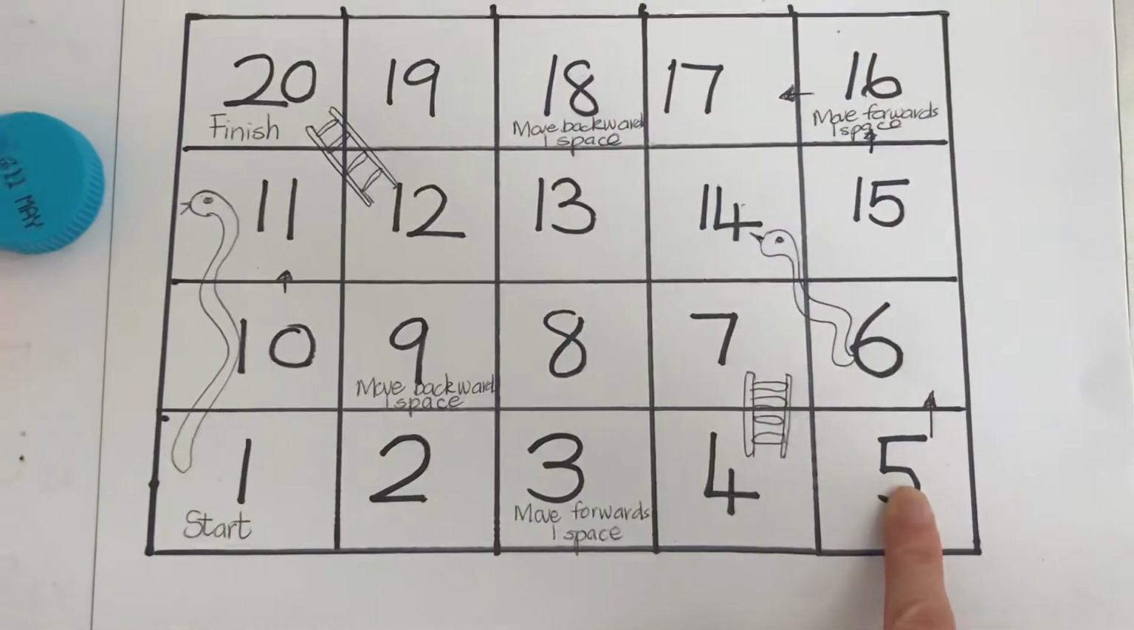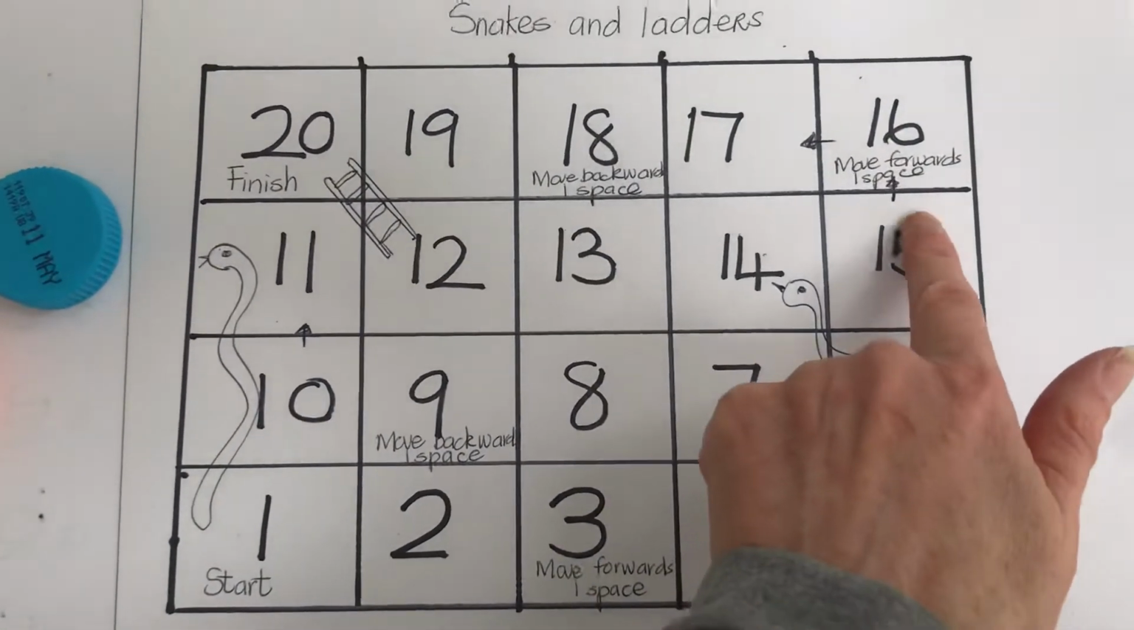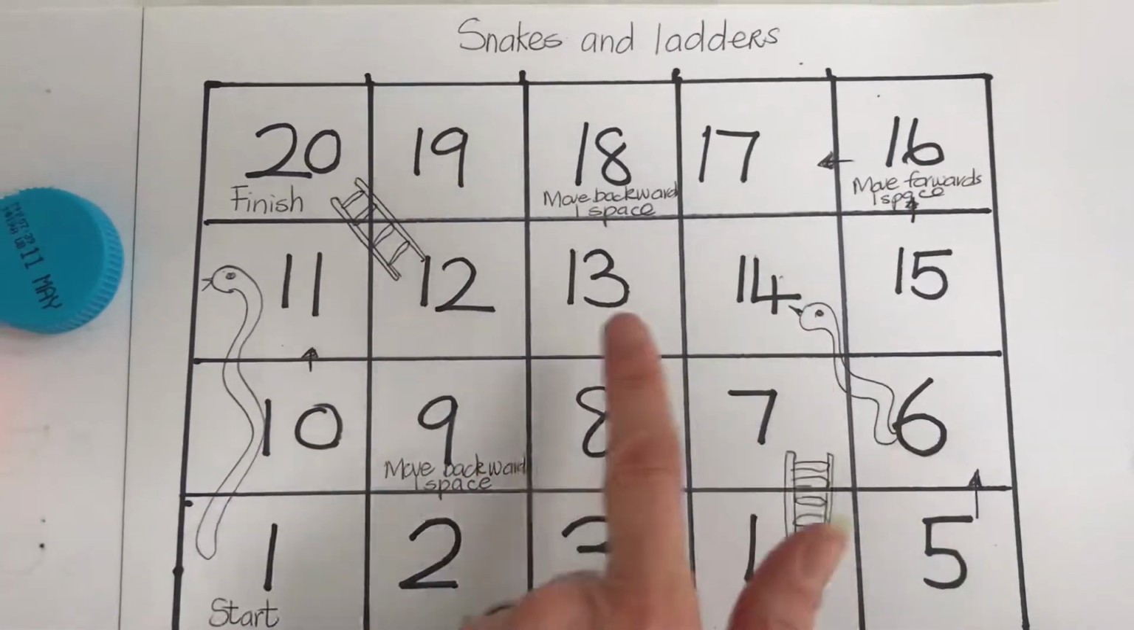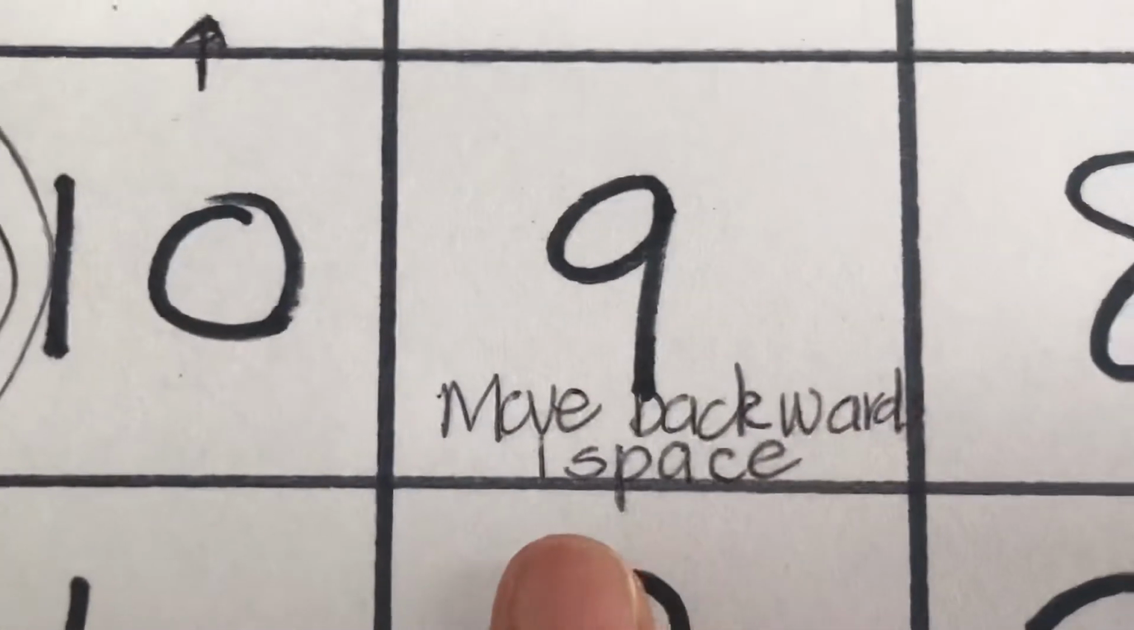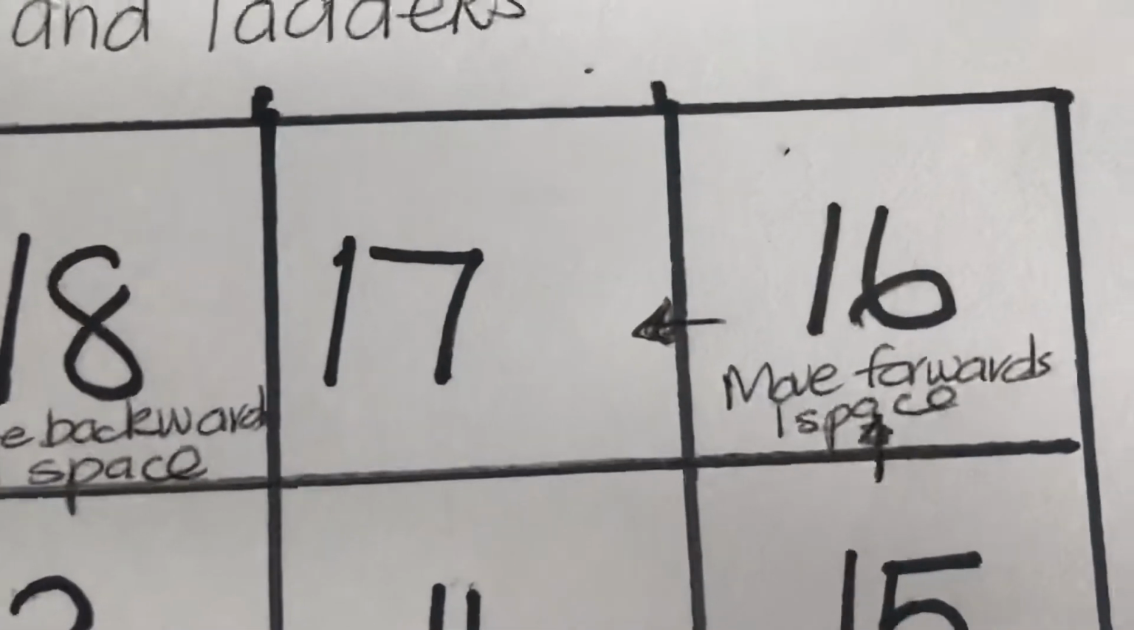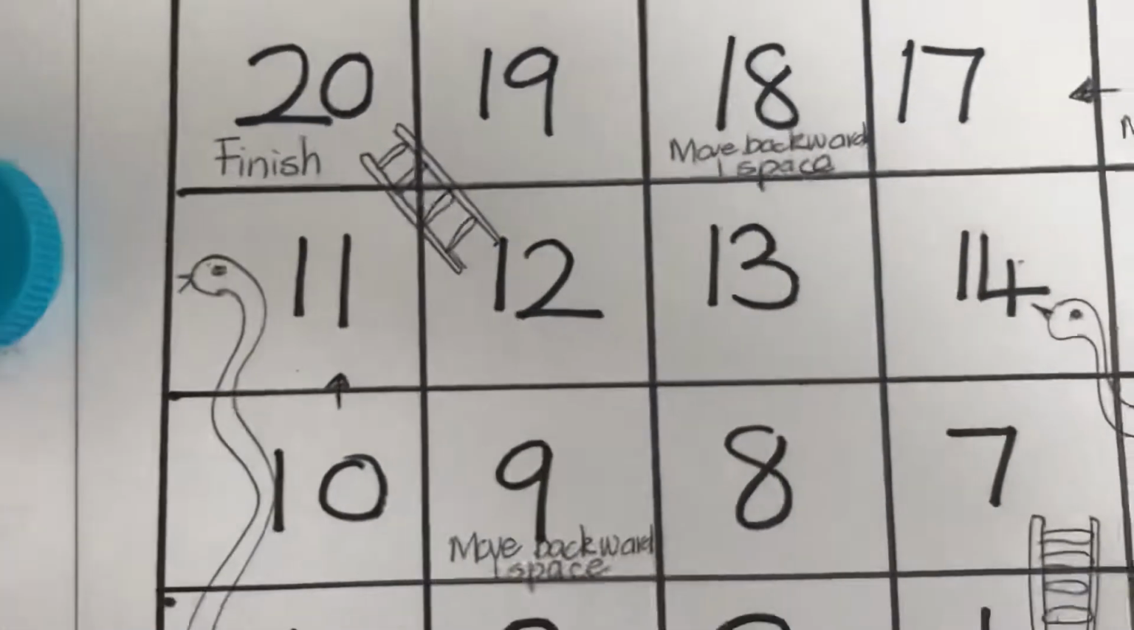You've got 5 rows. There are 4 or 5 columns, 4 rows. You've got 2 ladders, 2 snakes, and some little instructions: move backwards a space, move forwards 1 space, move forwards 1 space, move backwards 1 space.